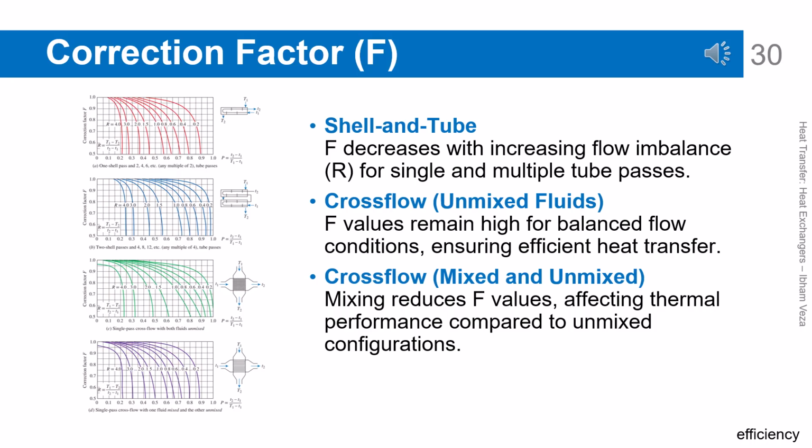Correction factor F for heat exchangers. The correction factor is used to adjust the LMTD value for heat exchangers with non-ideal flow patterns. In shell and tube exchangers, the F value decreases as flow imbalance increases. For cross-flow with unmixed fluids, F values tend to remain high. When mixing occurs, the F value decreases and thermal performance is affected. These charts are very important in practical heat exchanger design.